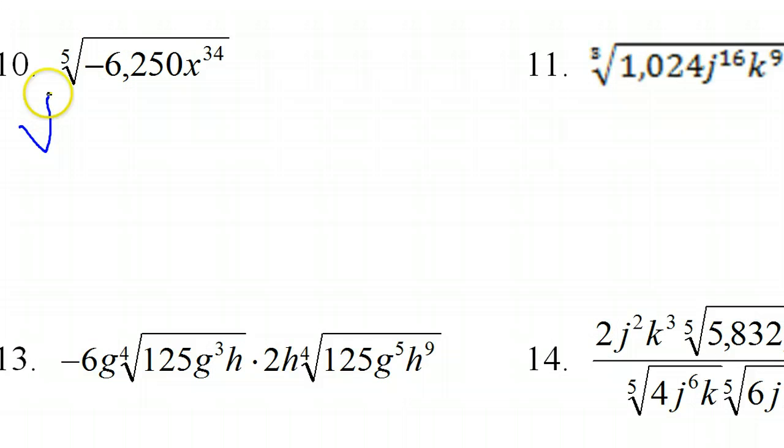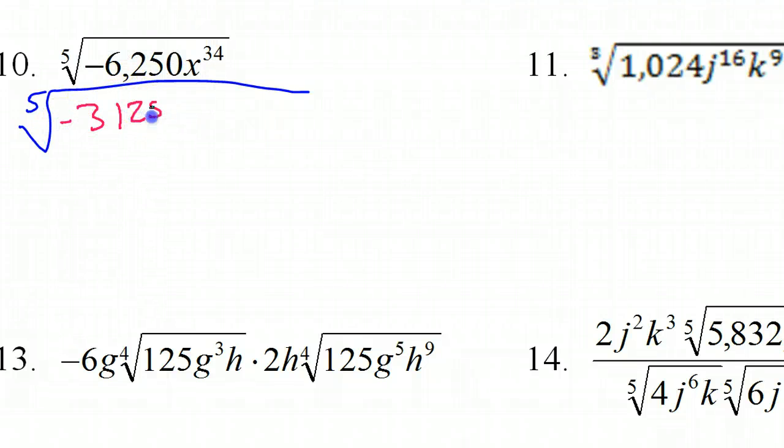So this will become the 5th root of negative 3,125 times 2. Now 34 is not divisible by 5. The closest number that is divisible by 5 is 30. So I can rewrite x to the 34th power as x to the 30th power with an extra 4th power left over. Together, these make 34.